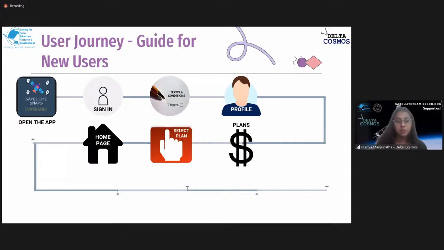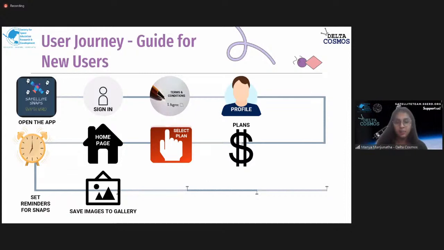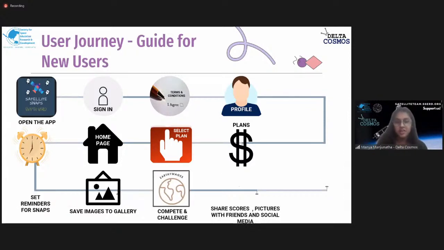Here we have 5 options: track satellite and take photos, gallery, game, reminder, and leaderboard. In the track satellite option, we can take photos from space. We also have reminders so that we can remind you to take your photos when the satellite is above you. When the photo is clicked, it is directly saved in the gallery. We've also included games and challenges to make it engaging and fun. We can see our scores in the leaderboard and share them on social media.